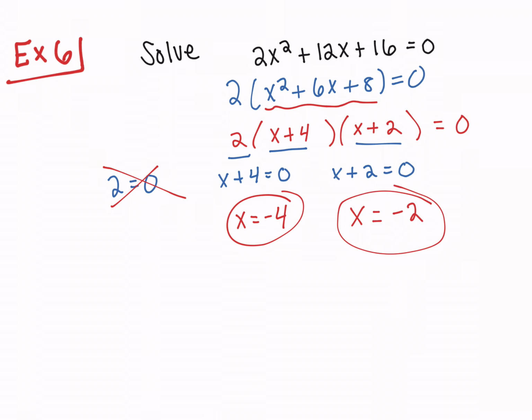So that's about it for solving by factoring. Really, the most difficult part is the actual factoring. Once you can factor, your solutions should come easily as long as you use the zero product property.